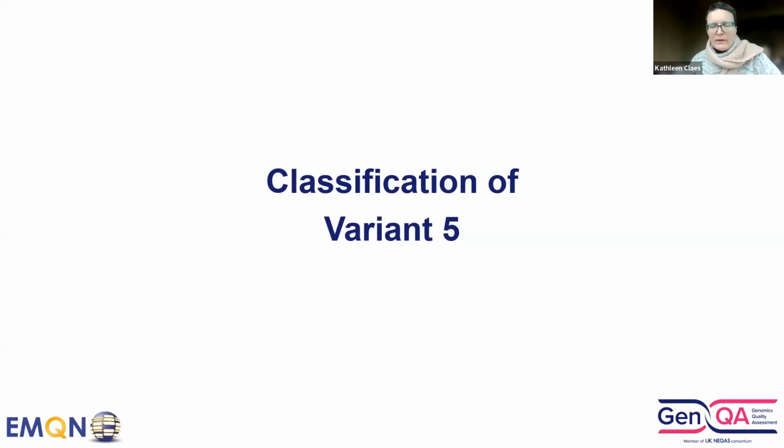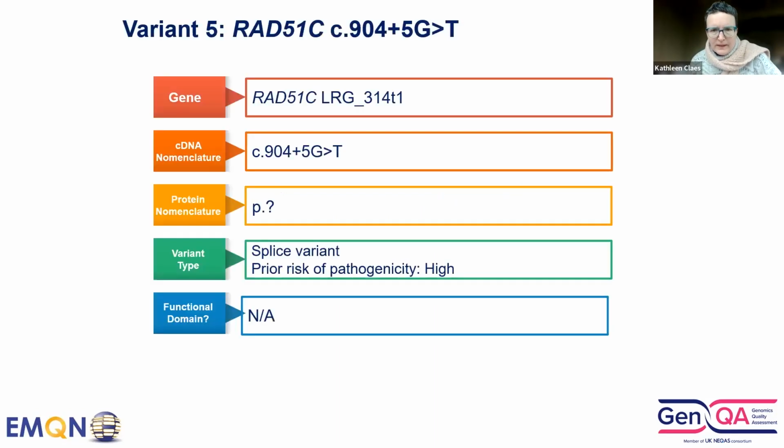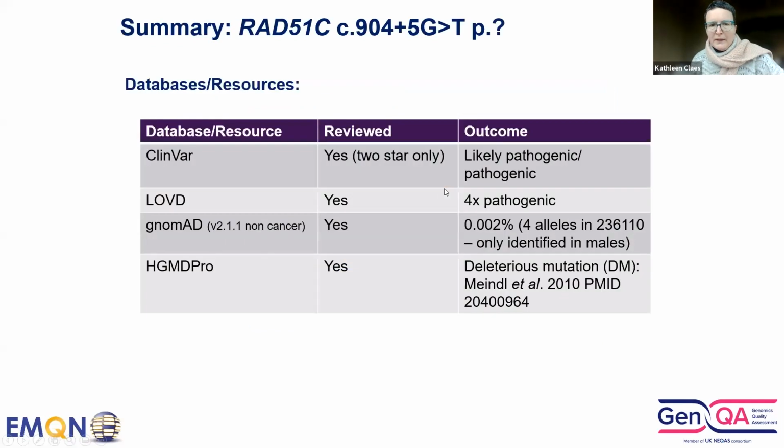So I would like to discuss 2 additional variants. The first one is in RAD51C, and it concerns an intronic variant, but outside the classical +1 and +2 position. It's still in the consensus splice site, but it has position +5, a change from a G to a T. It has a prior probability of pathogenicity, which is estimated to be high.